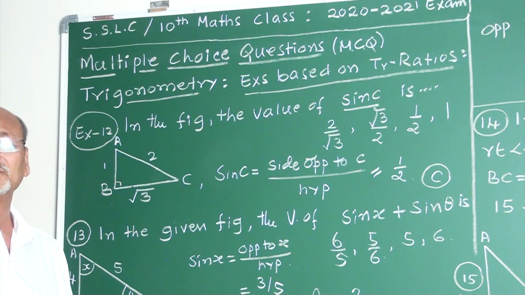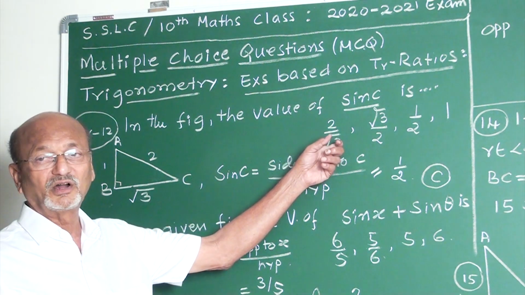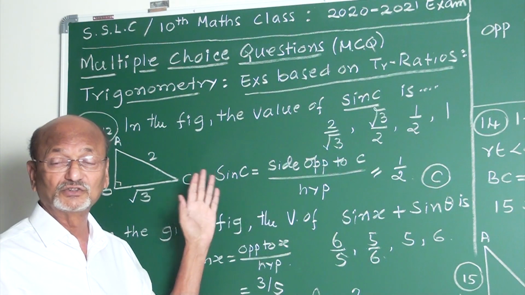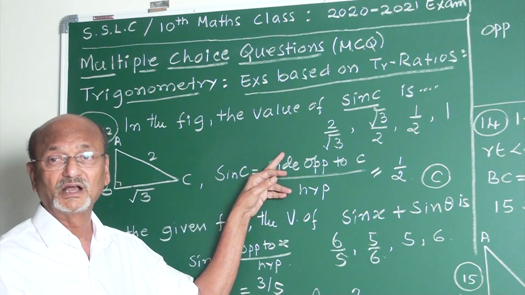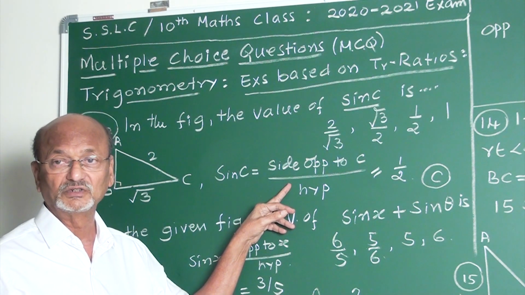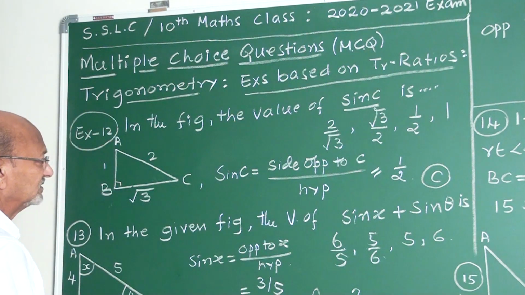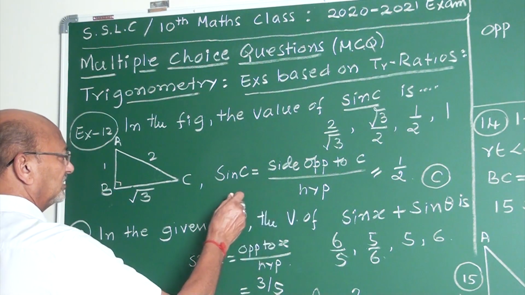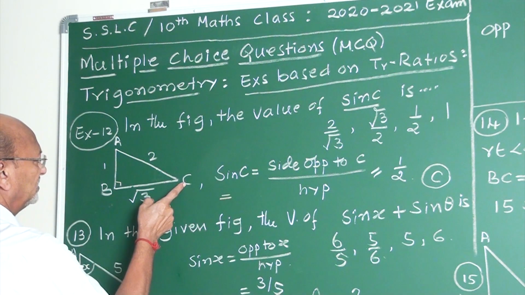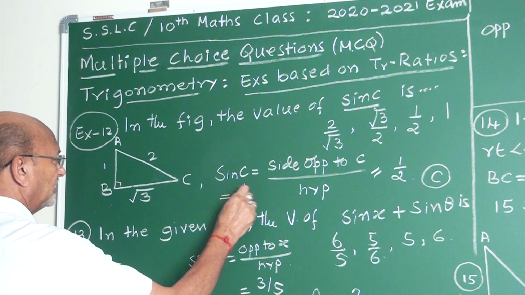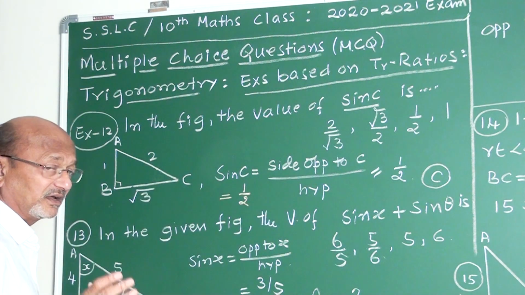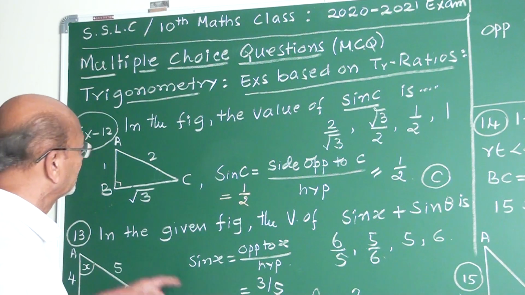This is all, my friends, drama. But what you wanted is time saving. No need of writing all these things. You must be perfect: sine means opposite to the angle divided by hypotenuse. Hypotenuse is the side opposite to 90 degrees. Directly I write sine C here with a colored chalk: opposite to C is 1, hypotenuse 2. Direct 1 by 2.